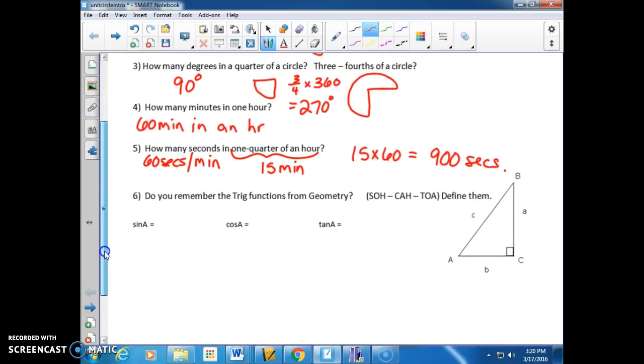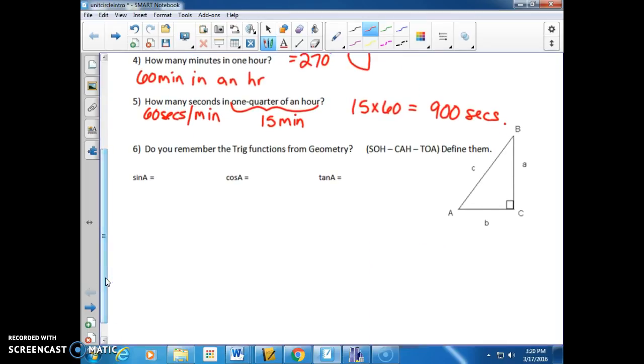All right. And the last problem. So, you remember trig from geometry? I know you guys always say you don't remember algebra 2, so maybe you remember geometry a little bit better. So, trig, we do SOHCAHTOA. So, remember the SO stands for sine, and O over H.